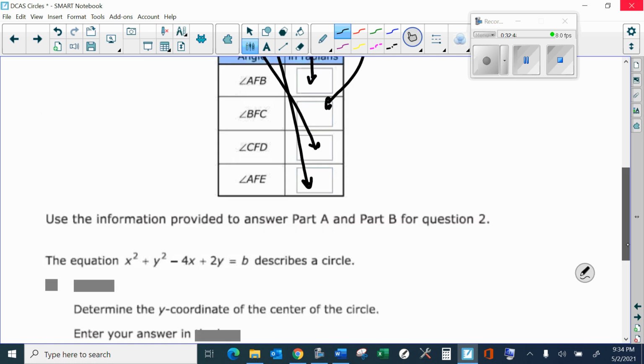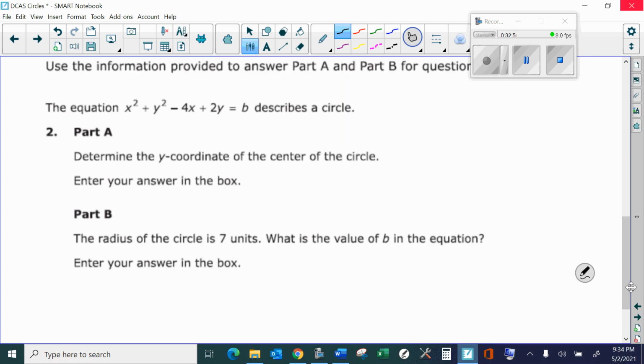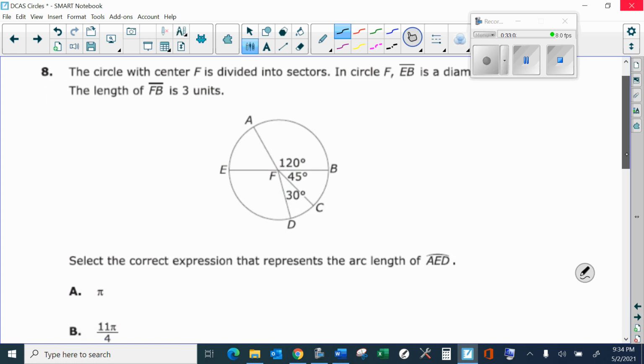Whatever these problems were on the DCAS already. Another one of completing the square with the b here. Determine the y-coordinate of the center. Oh, this was the exact same one we did before. Okay, so I'm not going to do that one again.